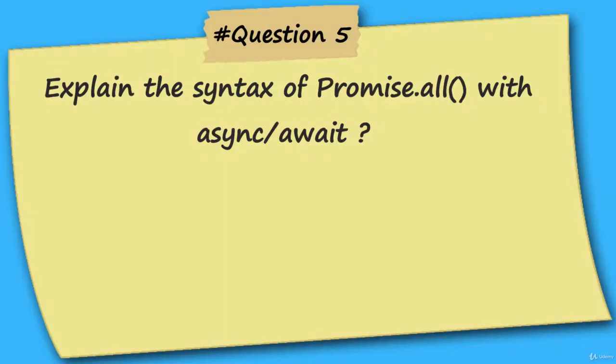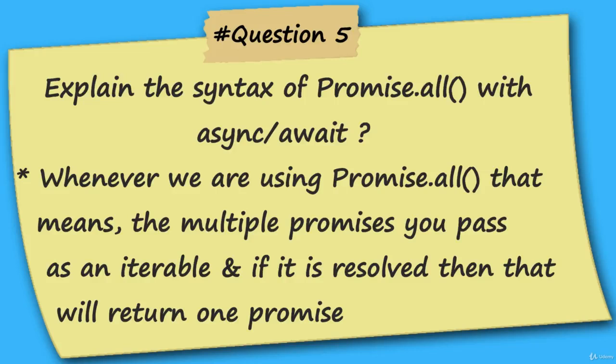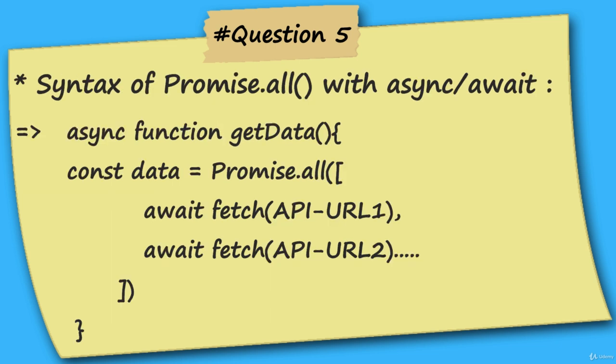And the fifth question is, explain the syntax of Promise.all with async await. We already discussed in the previous section that whenever we are using Promise.all, the multiple promises you pass as an iterable. If that collection of promises is resolved, then it's going to return one promise. So this is how the syntax can be of Promise.all with async await.